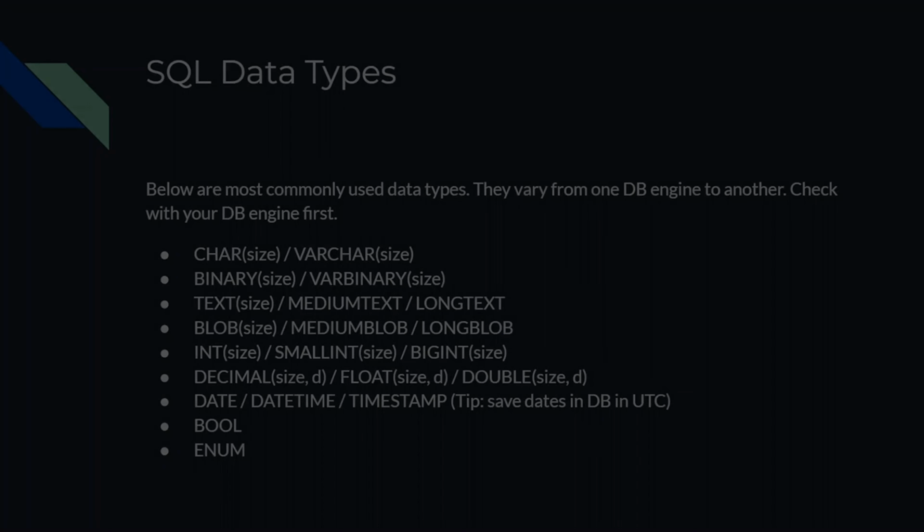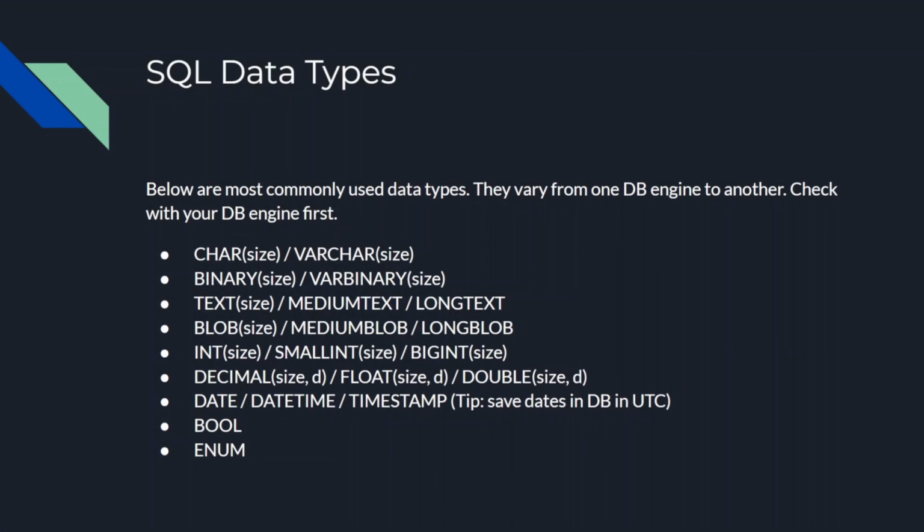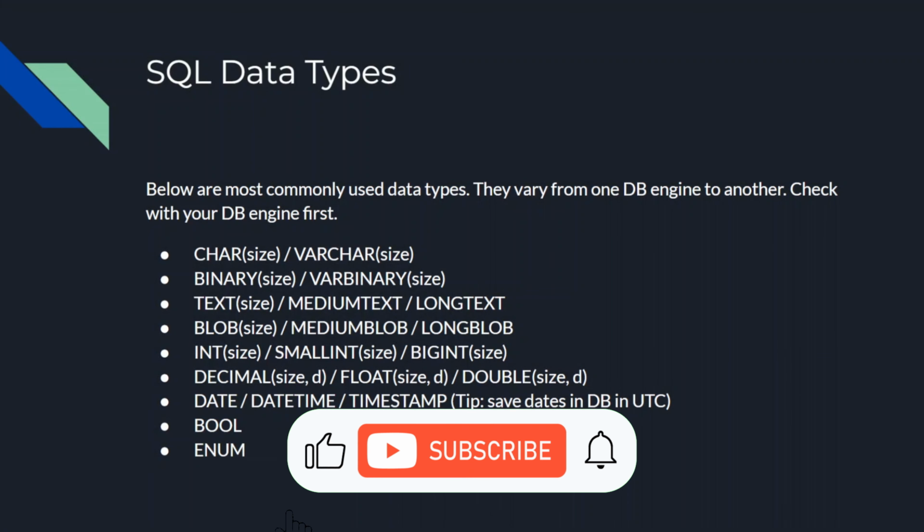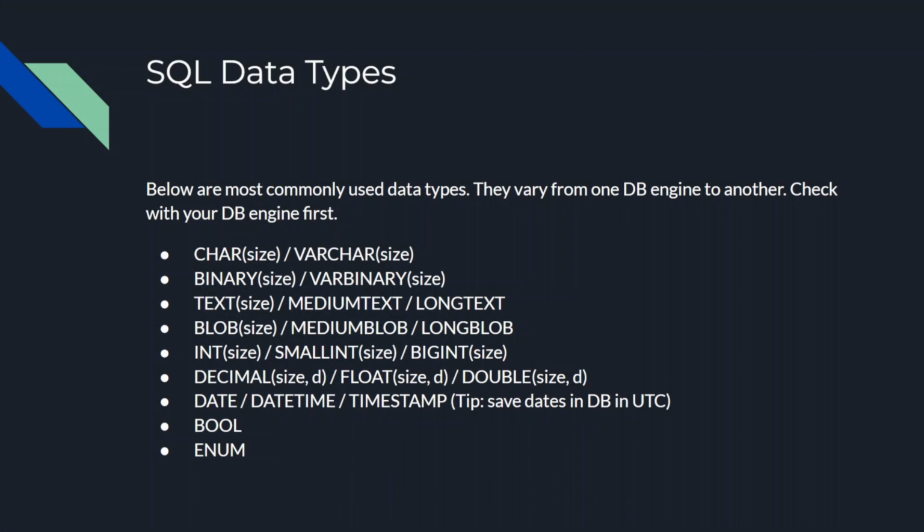Before we start defining our tables and columns, we need to understand the various data types available. Remember, they may vary slightly between different database engines. Here are some common SQL data types. Character, variable character for storing character strings. Binary, variable binary for binary data like images or files. Text, medium text, long text for large text data. Blob, medium blob, long blob for large binary objects like images.